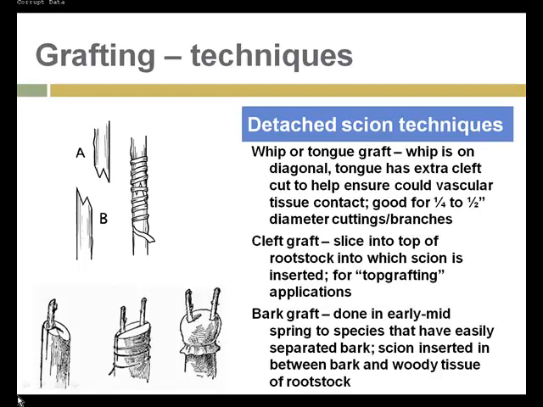And then a second example is a patch bud, where the cambium layer is cut, a patch is made of a very similar size, and then again attached over the rootstock plant using tape or string. And there are other variations using these budding techniques.